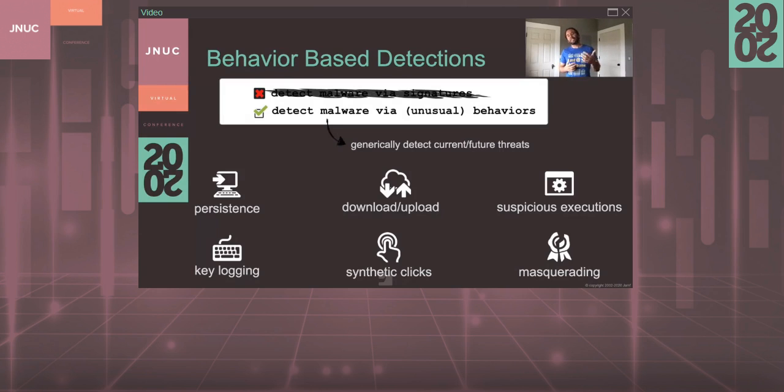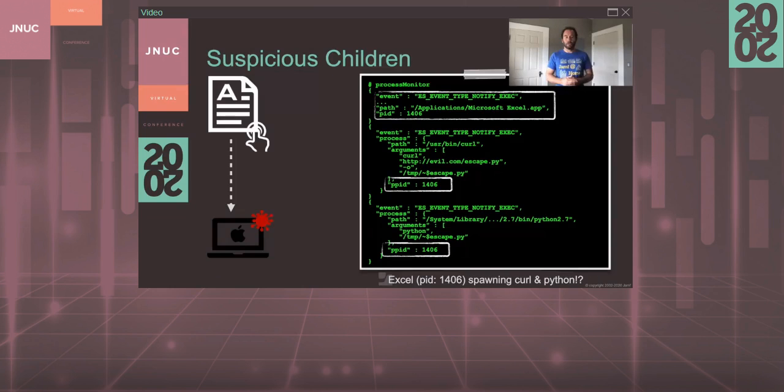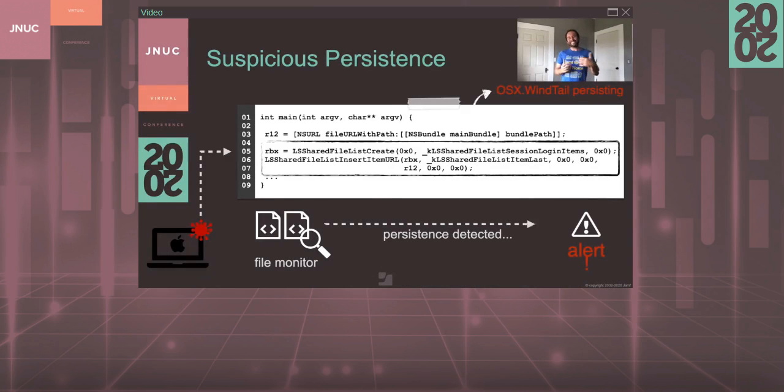So on the slide, I've listed several of these events or activities we monitor for in order to detect malicious behavior. First, it's imperative that you're monitoring the system for process level events, something you can do with a process monitor. For example, returning to the attacks, the office-based exploits and macros we talked about earlier, turns out we can actually generically detect these by observing what I term suspicious child processes. That is to say, should an Office document ever be spawning a child process, for example, curl or Python? We don't think so.